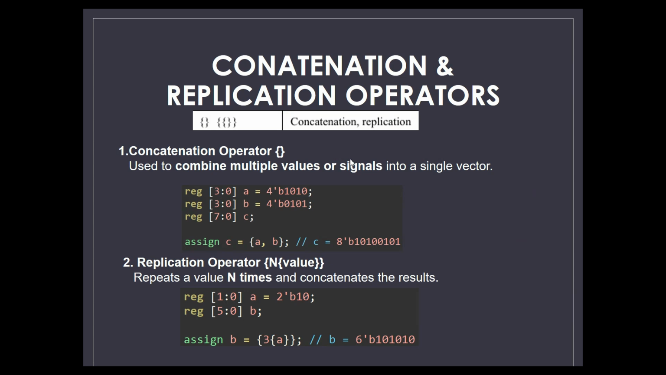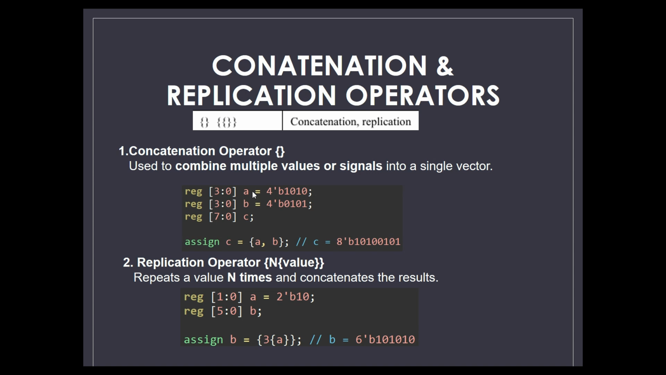Now, last but not the least are the concatenation and replication operators. This is, I feel, one of the simplest operators present in Verilog, but it has a very huge use case while developing each and every program. The operator is the concatenation operator. The role of the concatenation operator is simply to combine multiple values or signals into a single vector. What do I mean by that?